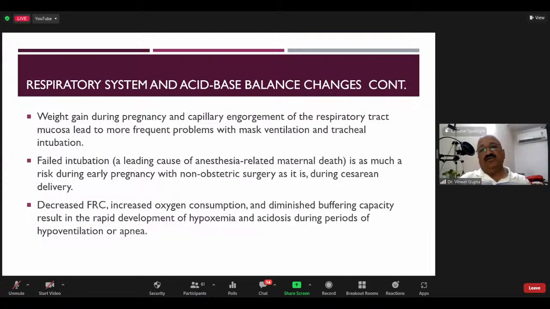In the respiratory system, weight gain during pregnancy, capillary engorgement, and respiratory tract mucosal engorgement make intubation difficult. Failed intubations are more frequent during pregnancy. Decreased FRC, increased oxygen consumption, and diminished buffering capacity result in rapid development of hypoxemia and acidosis during periods of hypoventilation or apnea. Failed or difficult intubation is a very important point while we are dealing with these kinds of patients under general anesthesia.